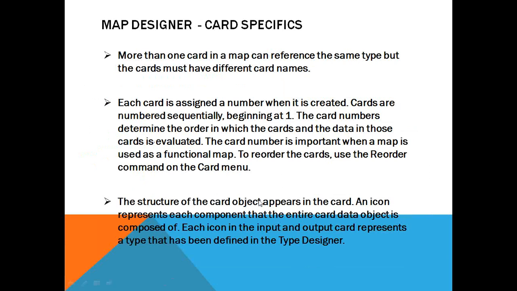Then the structure of the card appears in the card. An icon represents each component that the entire card data object is composed of. Each icon in the input card and output card represents the type that has been defined in the type designer. The icon tells whether it is an item, partitioned item, partitioned group, normal group, sequence group, choice group, or unordered group. When you select the type on the left or right side, we can identify the type based on the icon.